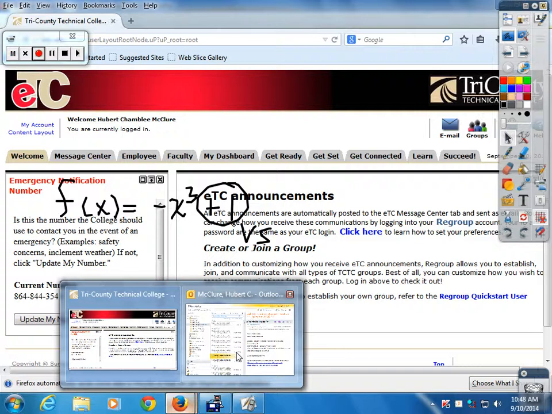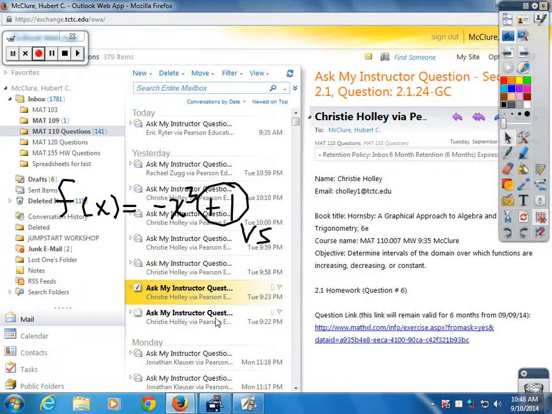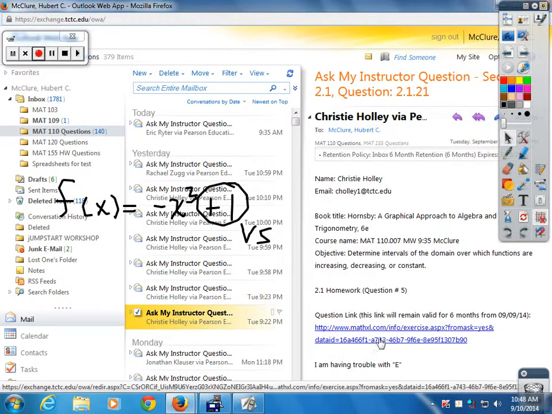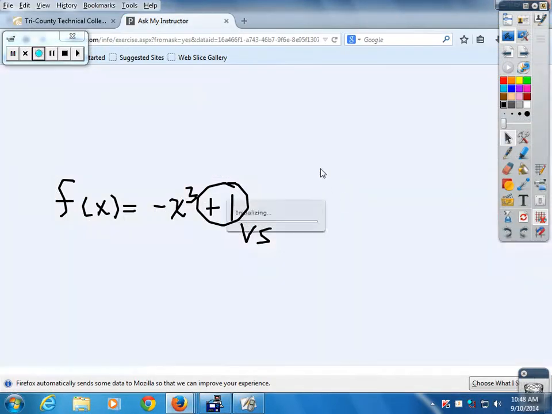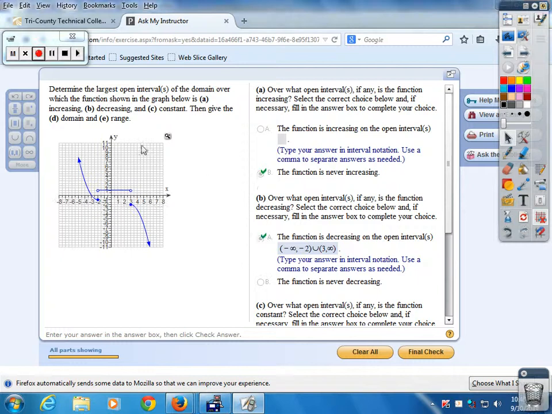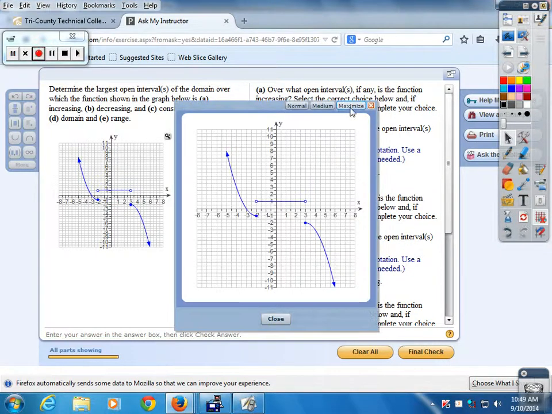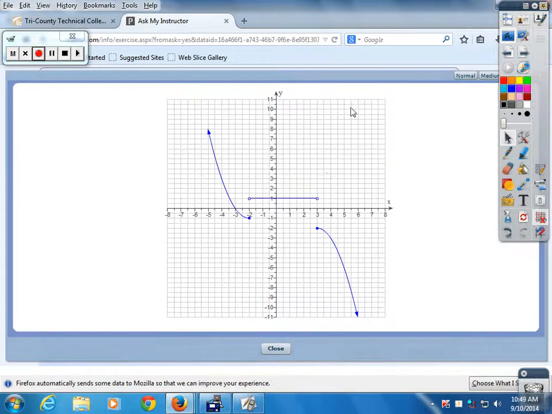Next one. I think this is the last one. Number 5. Determine the largest open interval of the domain over which the function shown in the graph below is increasing, decreasing, constant, then give the domain and range. All right, I'm just going to go ahead and just blow it up, and I'm not going to answer all this. I'm going to just do it all, and then y'all can figure it out. All right, so there it is.